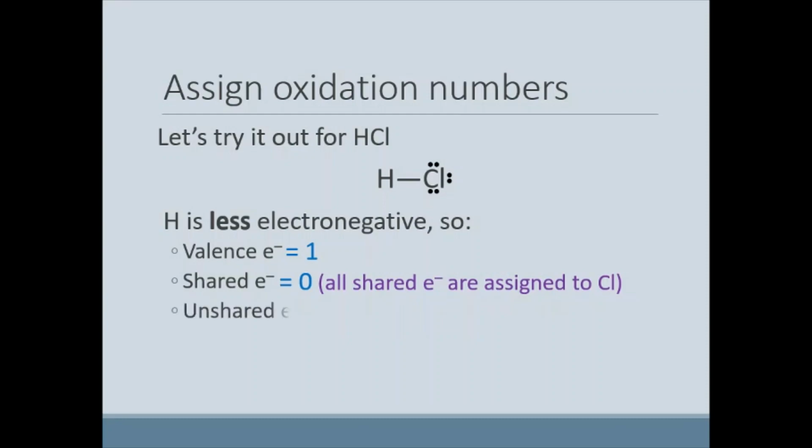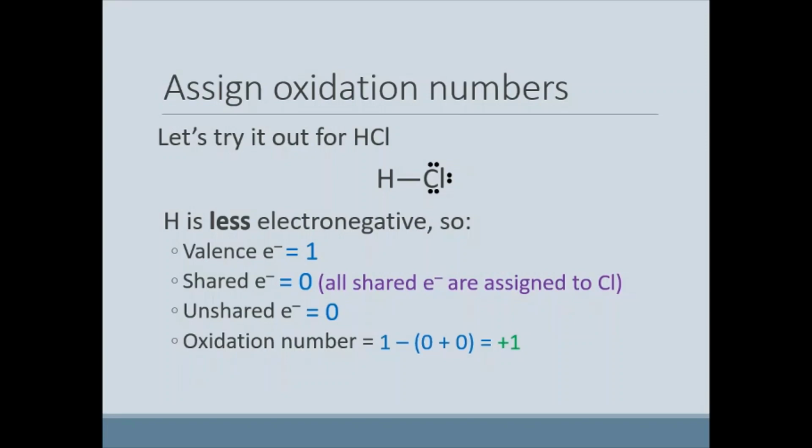But as for unshared electrons, even more sad about hydrogen is it doesn't have any dots. And so therefore, it has 0 unshared electrons. Using that same equation, we have our oxidation number equals valence minus shared plus unshared. We have 1 minus 0 plus 0, or a +1. Or again, as I mentioned several times in the past, the oxidation number and the ionic charge of hydrogen is going to be a +1.